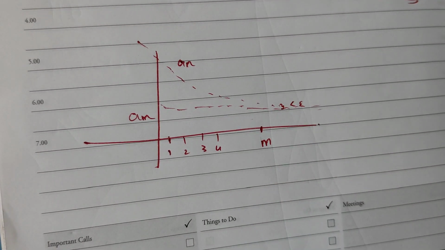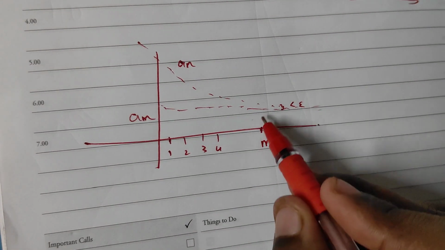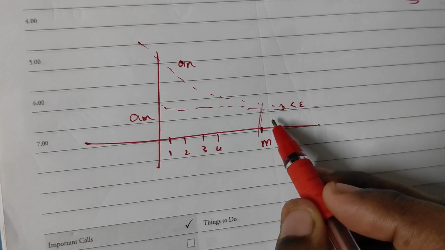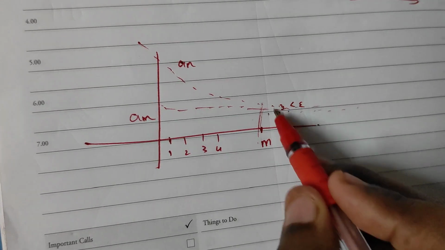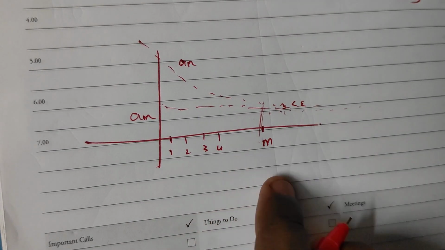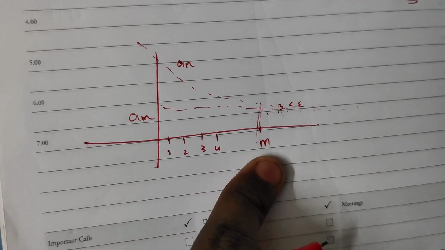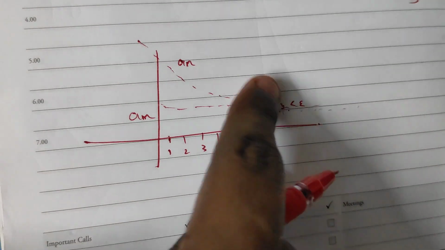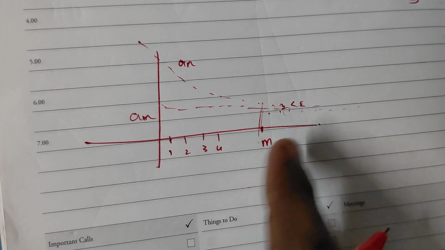When that exists, after this particular point, for all numbers the distance between them will be less than epsilon. After this particular point, not before this point, the distance between this sequence and this sequence will be less than epsilon.